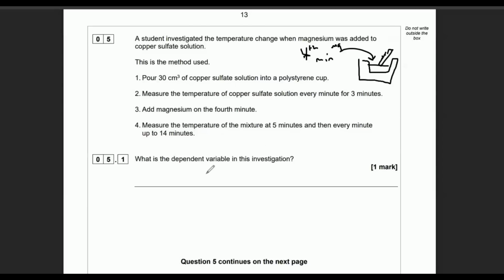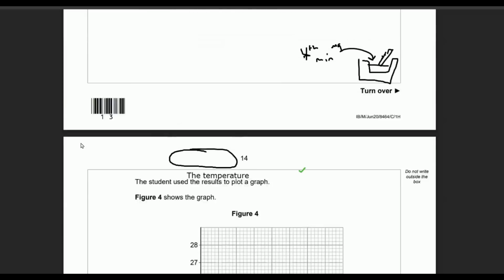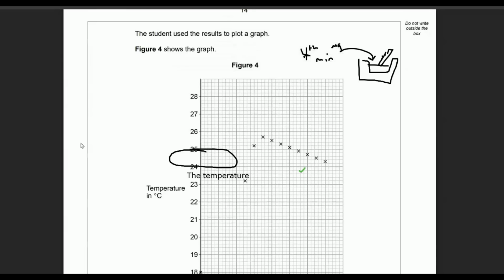What is the dependent variable? What are they measuring in this investigation? Well, they've said it a number of times. Measure the temperature of the solution. So they're measuring the temperature. Okay, so of the solution. I shouldn't just write temperature. I should write of the solution in case the examiner doesn't give me the marks. Okay, this is quite difficult.